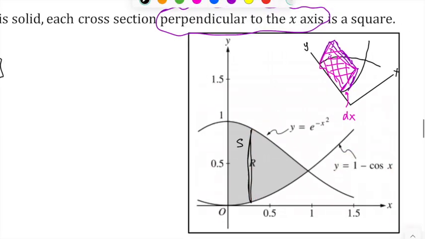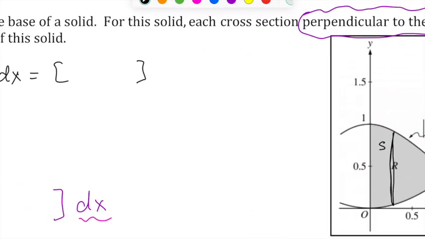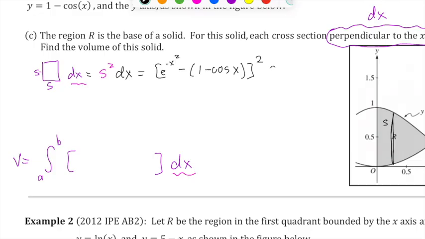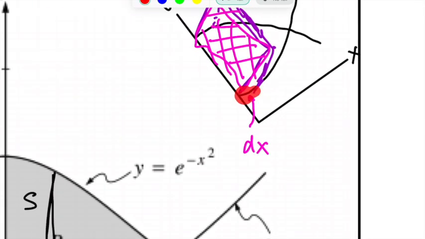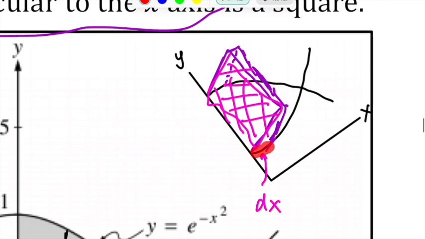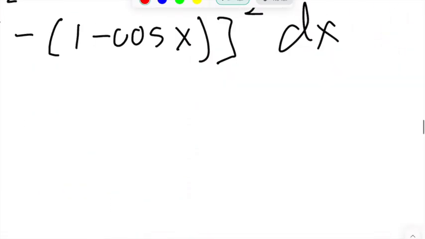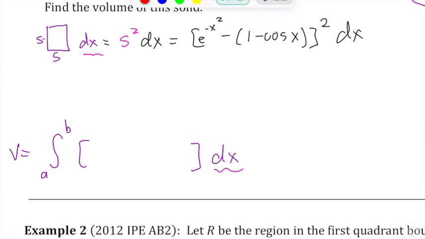So our equations are e to the negative x and then minus 1 minus cosine of x. And again, this is squared dx. So this is my side length that I found because it's this equation, subtract this equation, and then I square it. The area is side squared, so that's why we squared it. And the dx is really the depth of the cube. Because again, the volume is going to be length times width times height. Length times width, and then the height is dx. But since this is a square, our length and our width are the same. And so that's exactly what it is. So this is what our integral is.